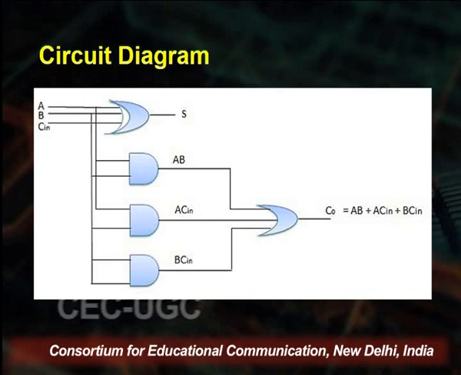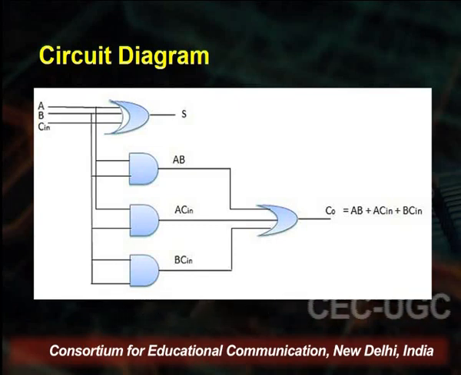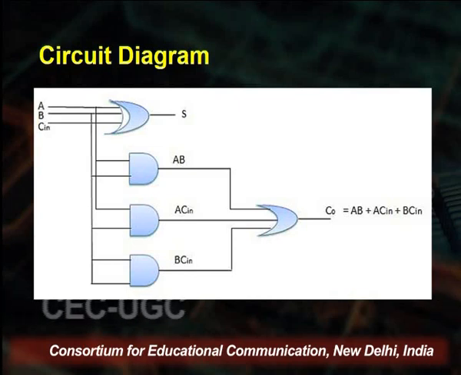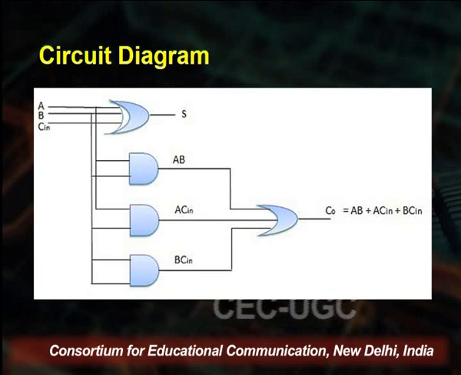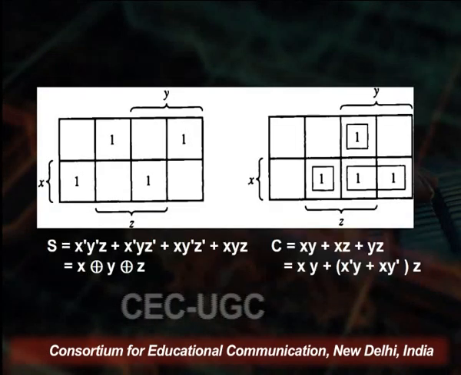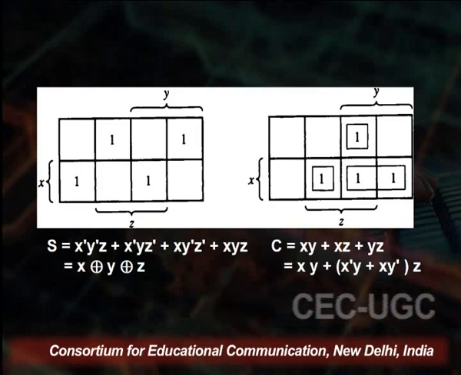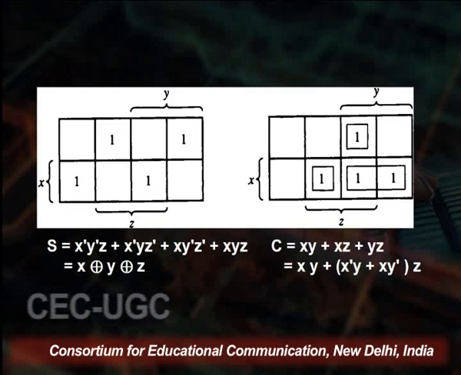Look at the very first one. It's an XOR gate which has 3 inputs A, B and C in, and the output is S. The next one is an AND with AB, then another one is AC in, and the third one is BC in. All these 3 are individually inputs to each AND gate, and the outputs go through an OR gate to give the final C out output. That's how we have only 5 gates being used in this circuit diagram, whereas if I had not simplified this, there would be multiple times more gates used to develop a full adder circuit.